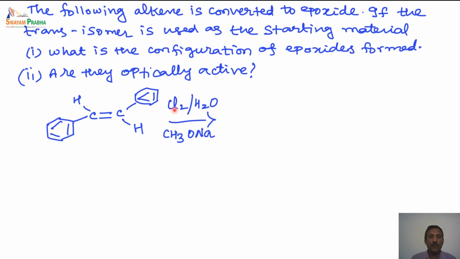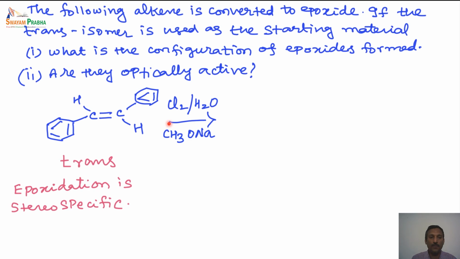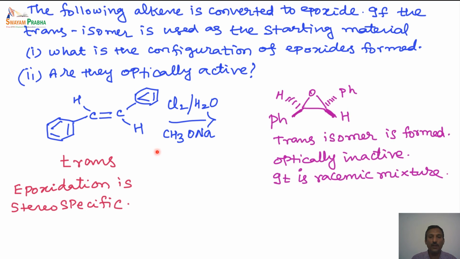And if the same alkene is treated with chlorine and water and then sodium ethoxide conditions, what will happen here? In this particular case, what we will be getting is basically a chlorohydrin. The chlorohydrin undergoes elimination to produce the corresponding epoxide. So this again is a trans isomer, and this particular epoxidation is also a stereospecific epoxidation. So in this case, we again get the same isomer in the trans orientation, and this again is optically inactive because we are again getting a racemic mixture.